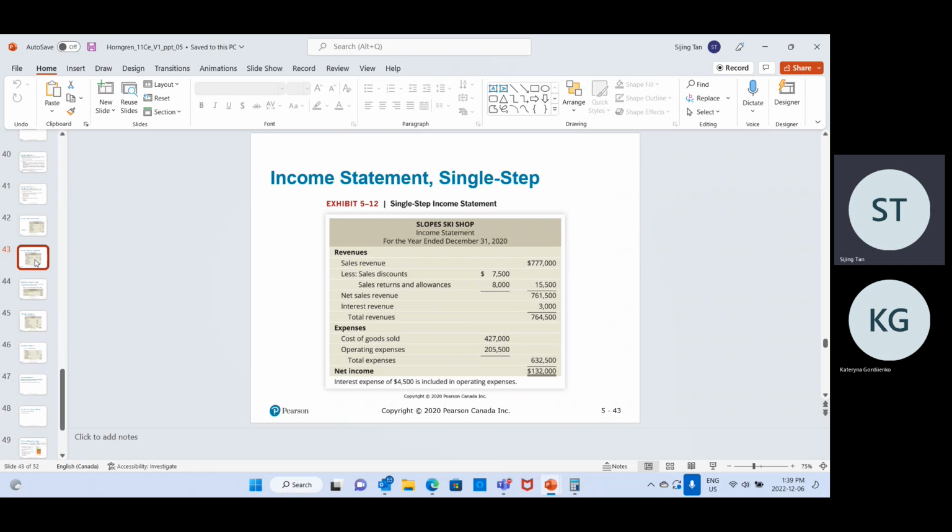Now, single-step is kind of easier because it simply puts all the revenues together, all the expenses together, and simply calculates the net income. Okay. So the advantage of the single-step format is that it groups all revenues together and deducts all expenses together. It's very popular with service companies because there's no need to deal with cost of goods sold or calculate gross margin. So it's very popular with service companies.